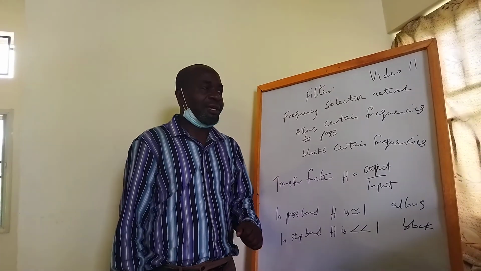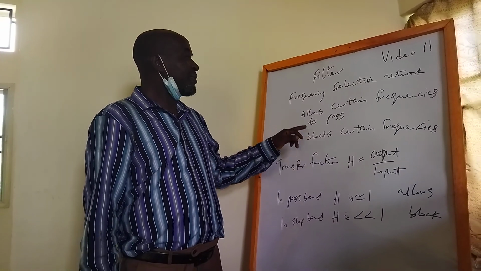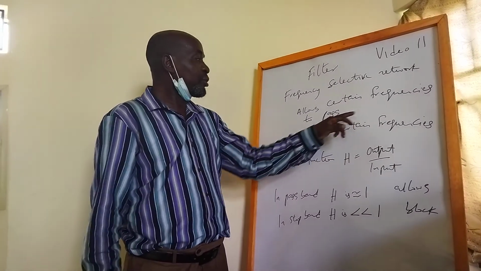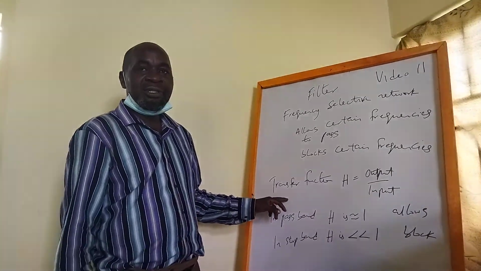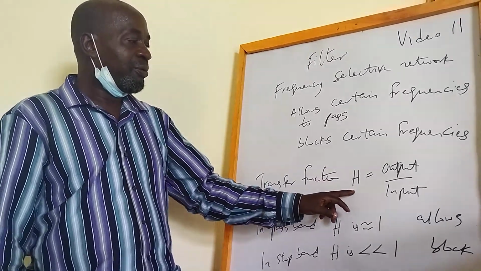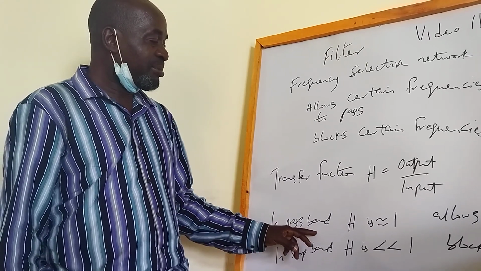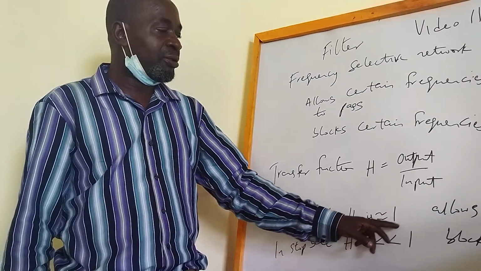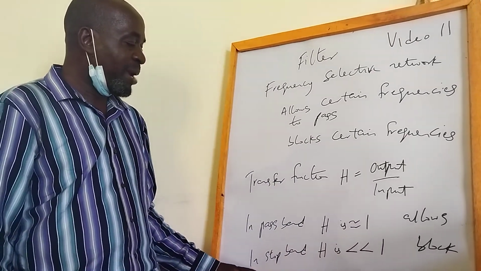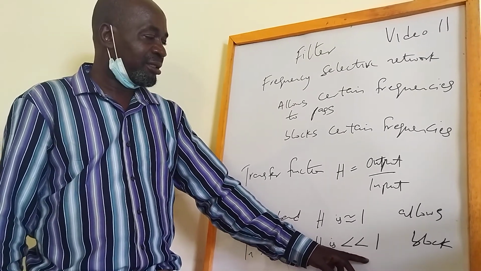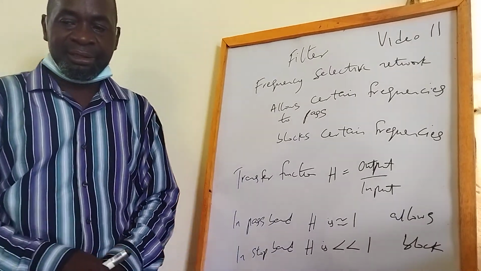We are discussing filter. Filter is a frequency selective network. Filter allows certain frequencies to pass. Filter blocks certain frequencies. You remember transfer function, H, which is the ratio of the output over input. In the pass band, H can be close to 1, so it allows that pass band frequency to pass. In the stop band, H can be far less than 1, so it multiplies the input by less than 1, so it will block that frequency.